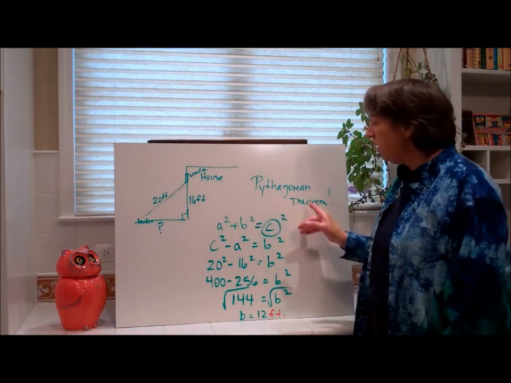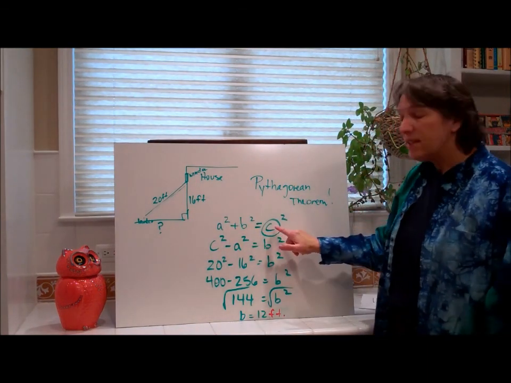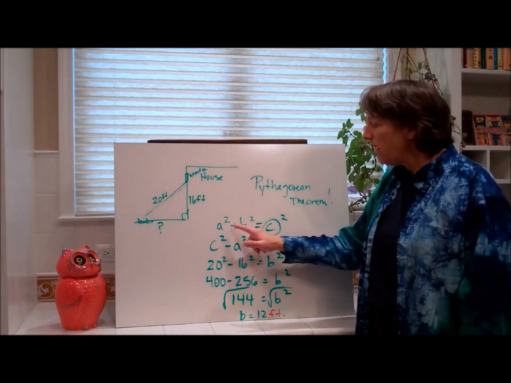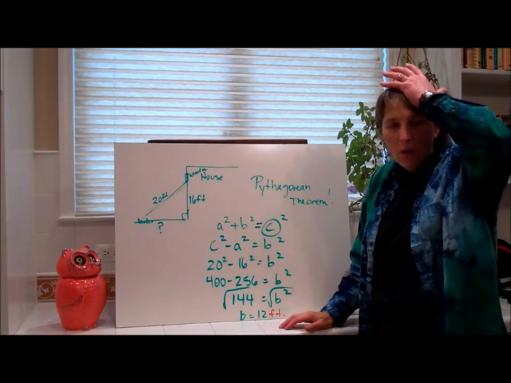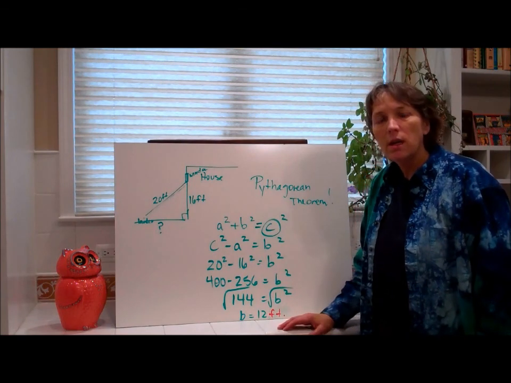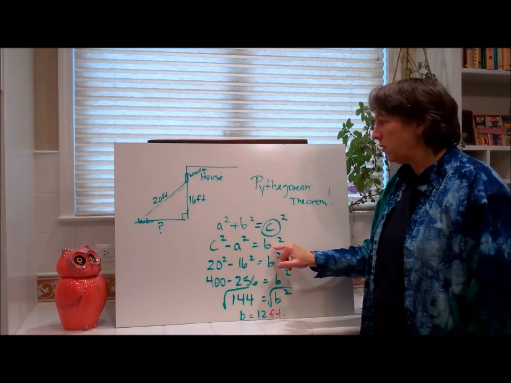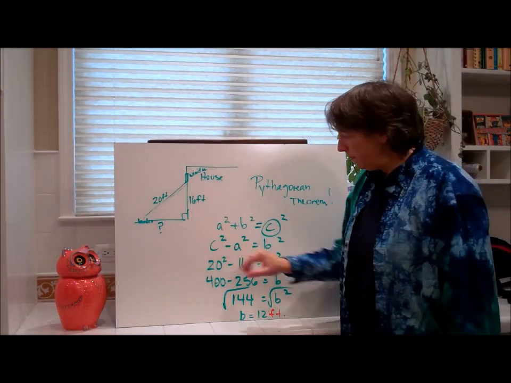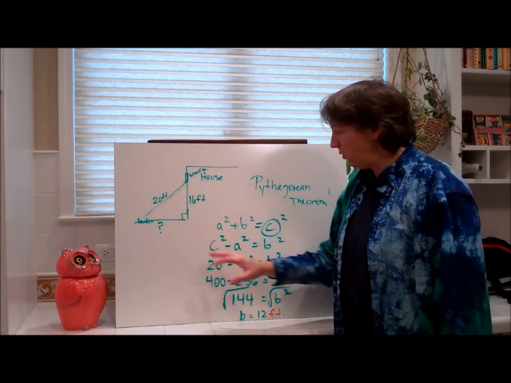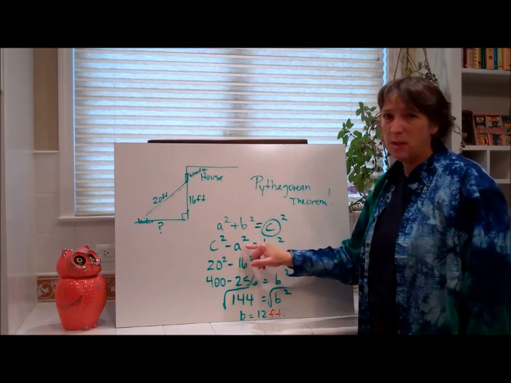So that's the Pythagorean theorem. I have c. So if I write a squared plus b squared equals c squared, I go, oh my gosh, I know c. Then I can rewrite the formula as c squared minus a squared equals b squared. Remembering that a and b are interchangeable, you could put c squared minus b squared equals a squared.